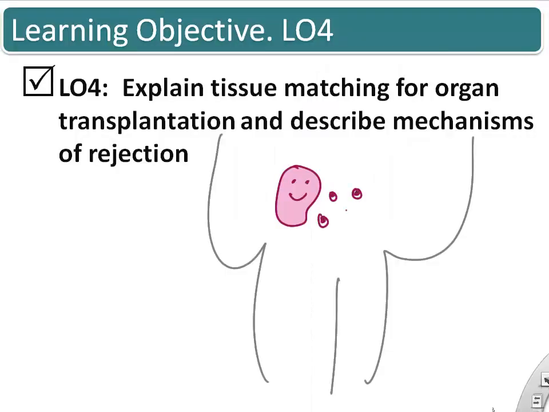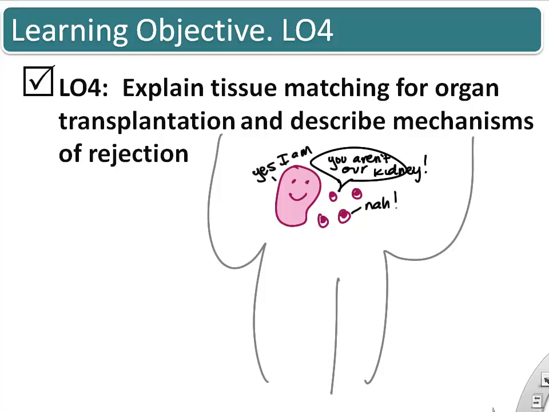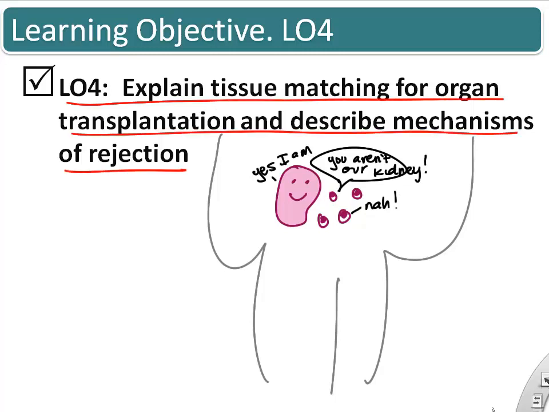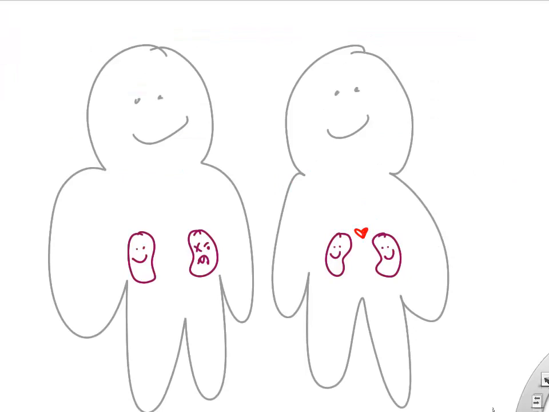Okay, our next learning objective is to explain tissue matching for an organ transplantation and also describe the mechanisms that would cause rejection of your new organ. So again, what makes our immune system either attack or not attack a transplanted organ? If we consider a couple of people, one being the recipient and one being the donor for a kidney, what would make people a match?